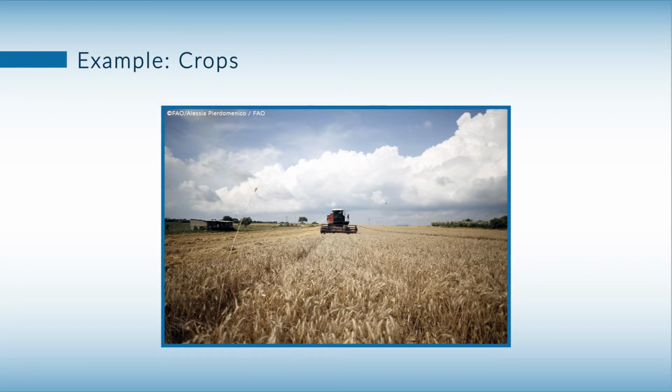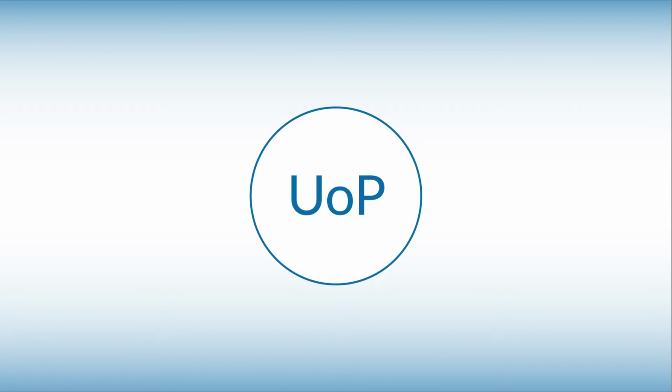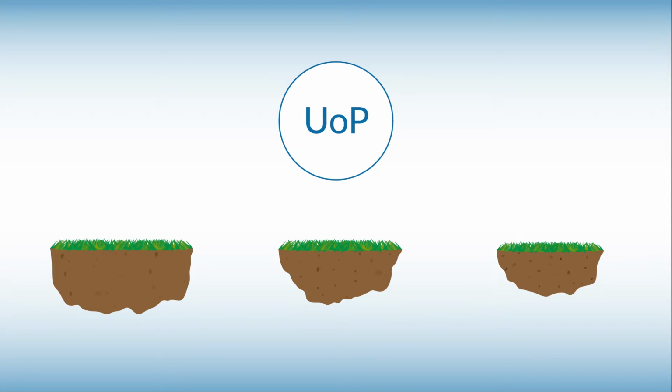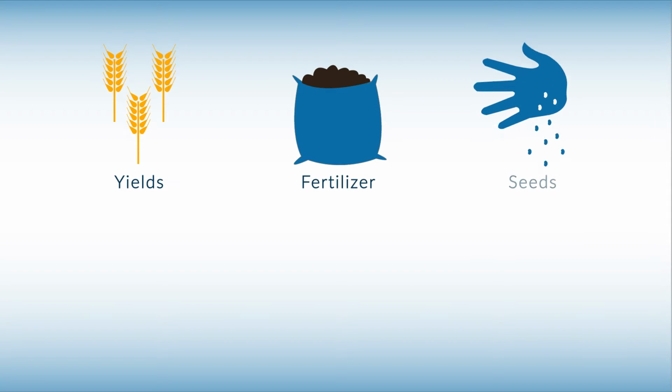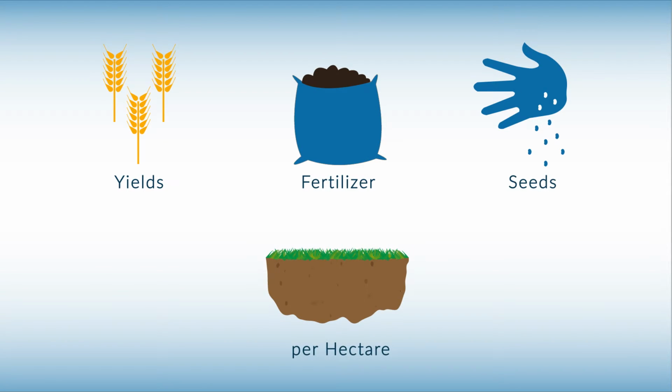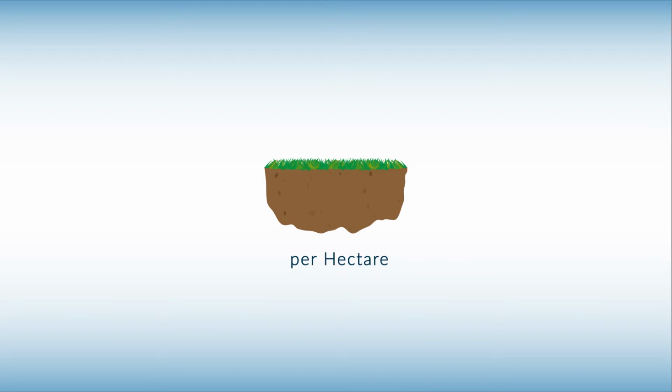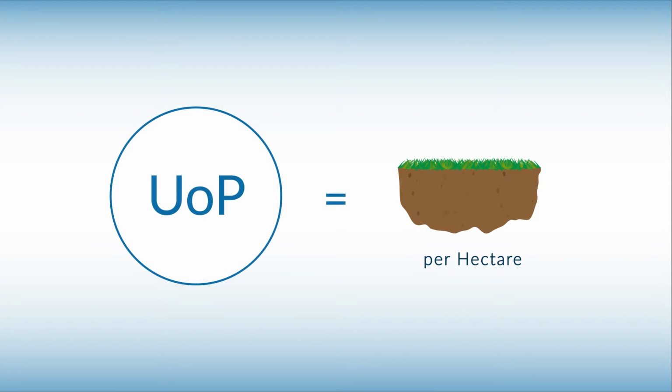RuralInvest users rarely have a problem in defining the unit of production for crops. It is almost always the land area, whether these are hectares, acres, or another locally used land area unit. Farmers are used to talking of yields or fertilizer or seed use per hectare, and so it seems natural to most people to express costs and incomes in terms of per hectare.